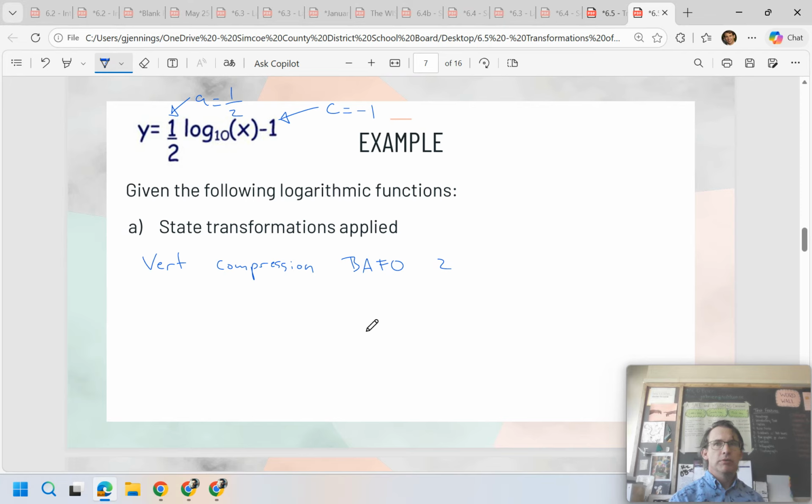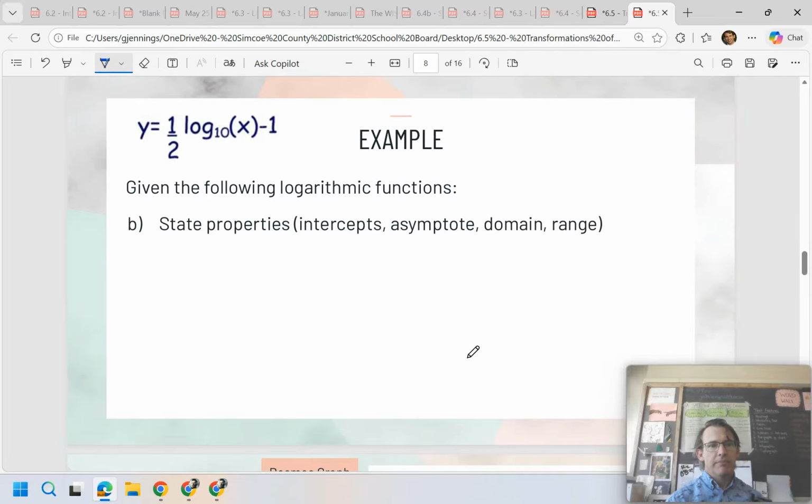What does that C value do? Yeah, vertical translation. Down 1. Good. So then let's find our stuff, and then we'll create a graph.